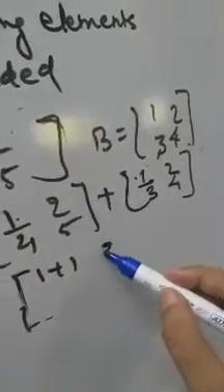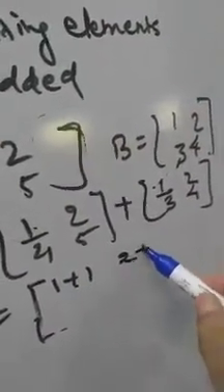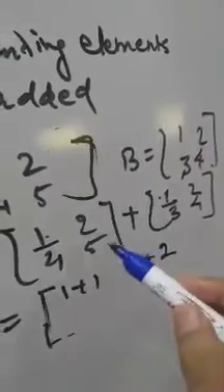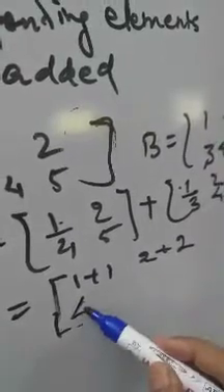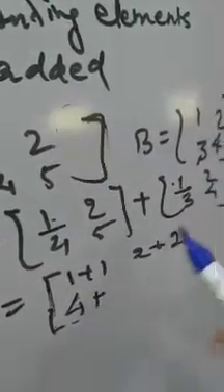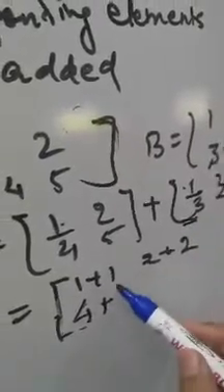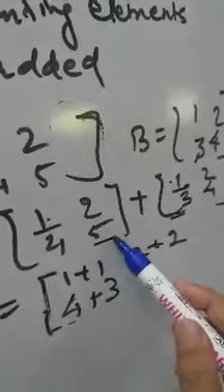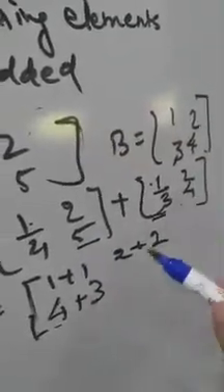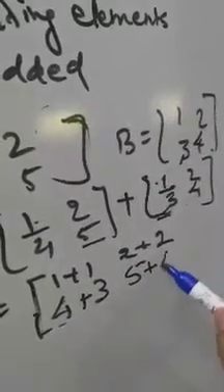So it is 2. Its first row, second column is also 2. So I will write 2 plus 2. Then second row, first column element of A is 4. Second row, first column element of B is 3. So 4 plus 3. Then second row, second column element is 5. And here the second row, second column element is 4. So I will write 5 plus 4.